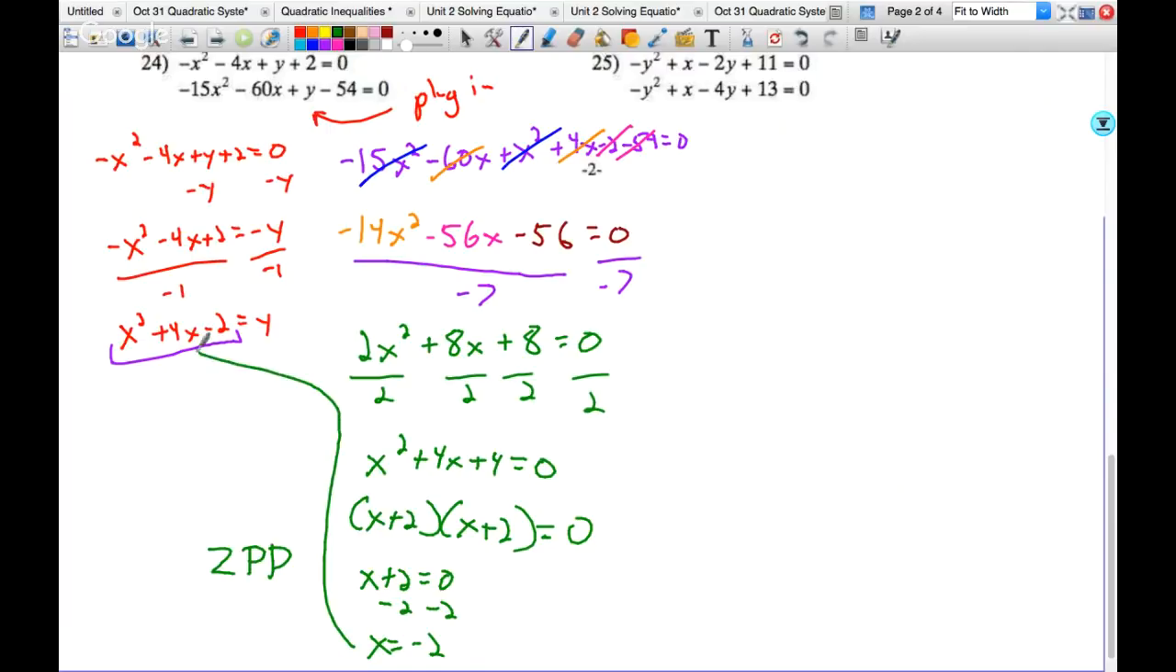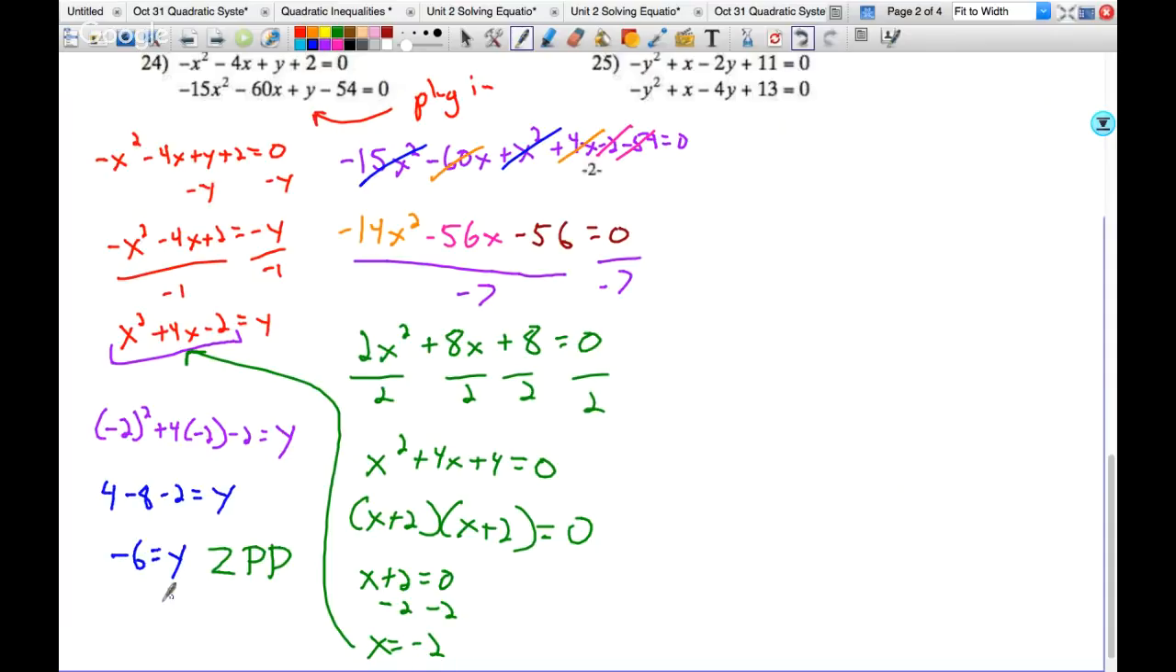I've got to plug that in someplace. I'll choose right here to plug that in, solve for my corresponding y value. And I'll get negative 2 squared plus 4 times negative 2 minus 2 equals just y. So now I get negative 2 squared, that's 4. 4 times negative 2, that's minus 8. Minus 2 equals y. 4 minus 8, that's negative 4. Minus 2 is negative 6 equals y.